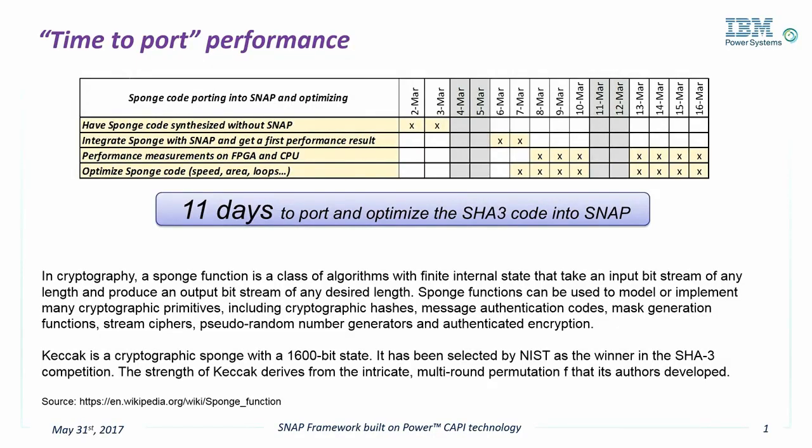The customer, having read about CAPI Snap, approached IBM about the viability of a SHA-3 algorithm on a FPGA. The customer had C code of a sponge, or check algorithm, which is a specialized version of a SHA-3 encryption. After receiving the request, our team ported the C code to CAPI Snap in just 3 days. After a mere 11 days, we had a fully optimized version running. We took the results back to a very impressed customer soon after that.